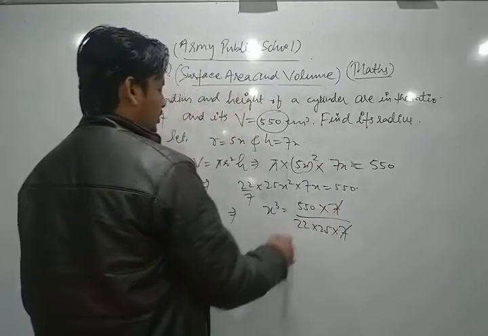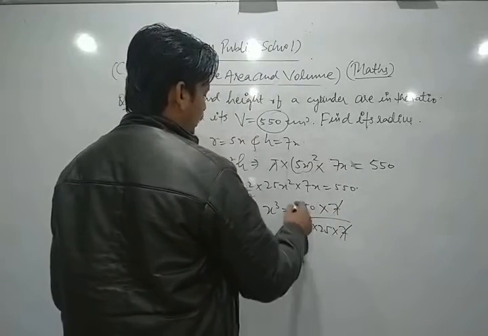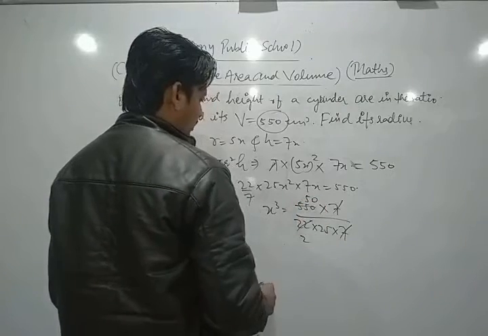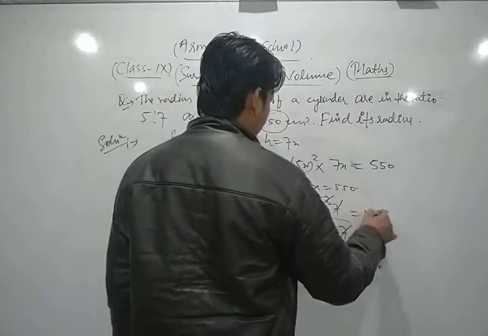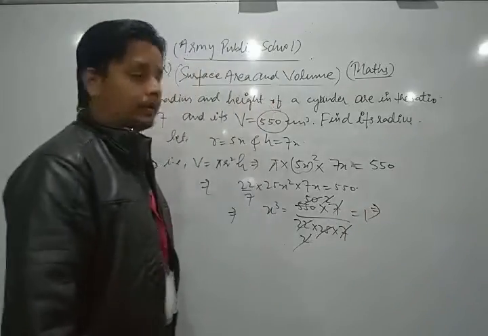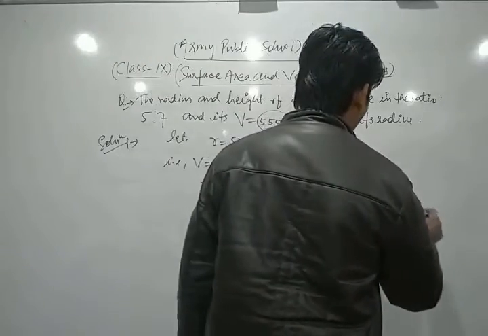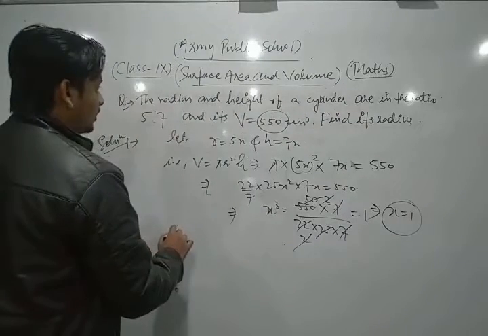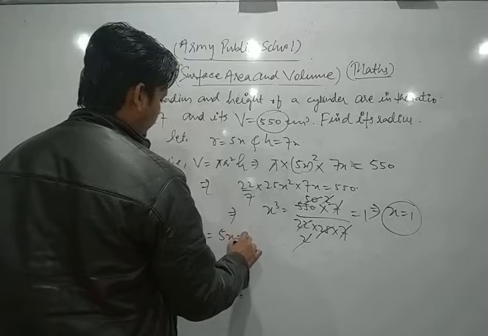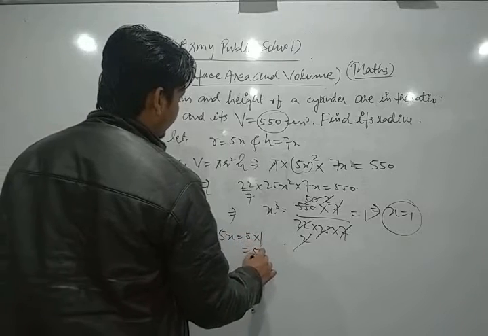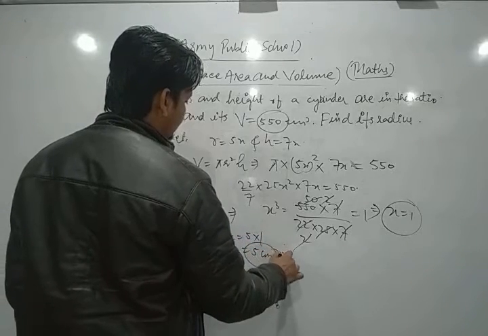7 cancel each other. 22 11s are 11, 5 the 0. No, 25 2s are 2, 2 2s are, that is 1. Thus the value of x is what? 1. That is, radius is what? This is 5x, that is 5 into 1, that is 5 centimeter. This is the required solution.